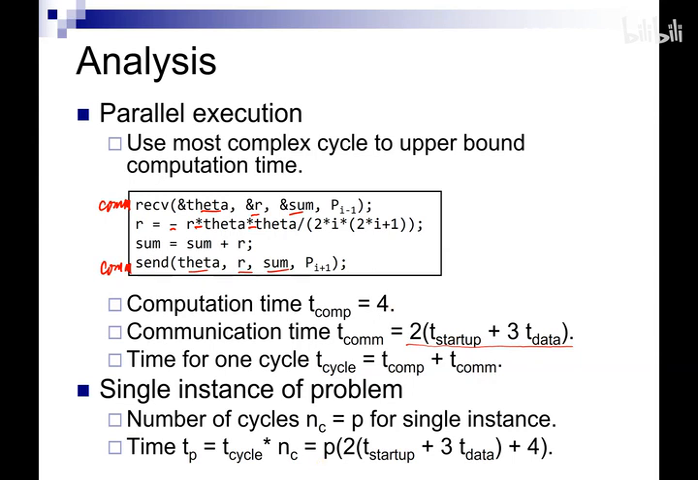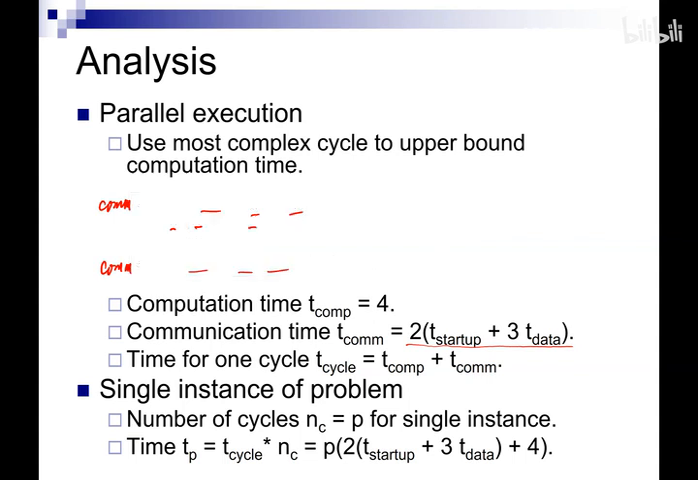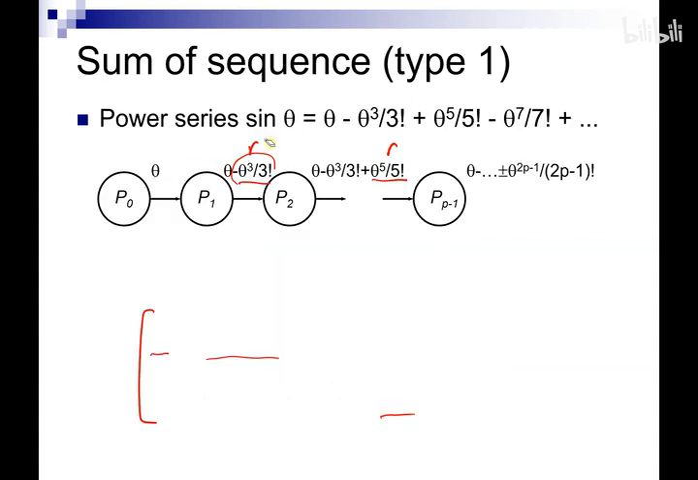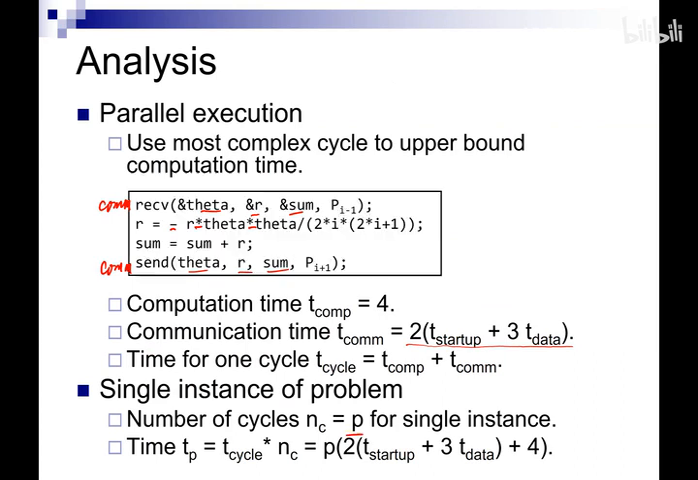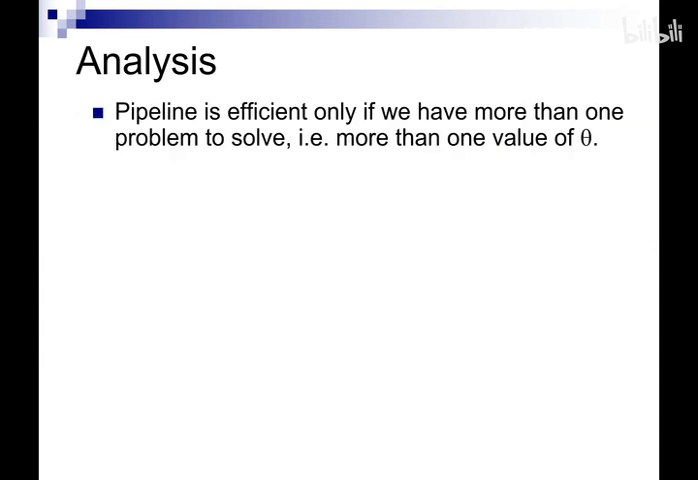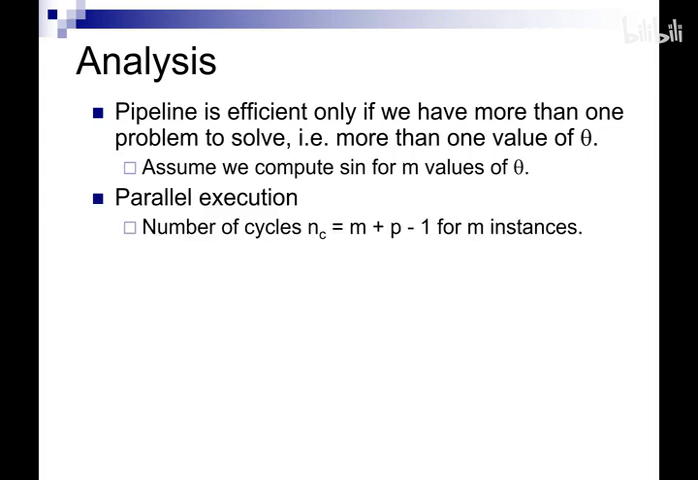Now if you just have a single instance of the problem, okay? So suppose you're just trying to compute a sine of one theta value, okay? Then you have exactly p stages of this pipeline, right? So therefore, the number of cycles, if you have a single instance, is going to be p, and so the total running time is going to be like this. Okay, it's something like p times a constant, right? This constant over here.